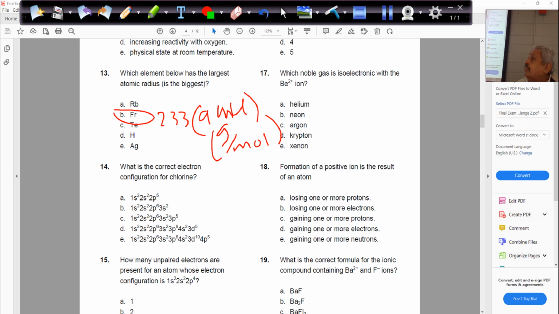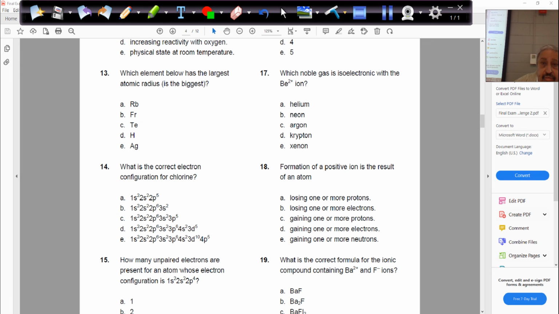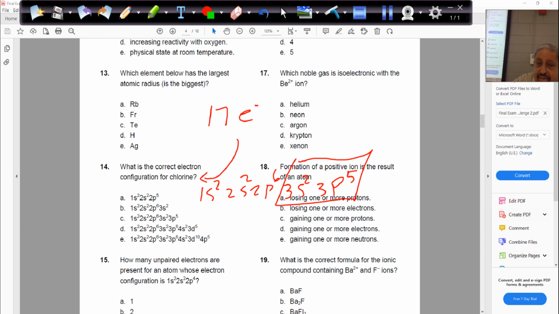Chlorine, what's the atomic number of chlorine? 17. So we have to accommodate 17 electrons here. So 1s2, correct? 2s2, 2p6. And chlorine is in the third period, so the third has to come in. 3s2, 3p. So how much is left of the 17? 5.